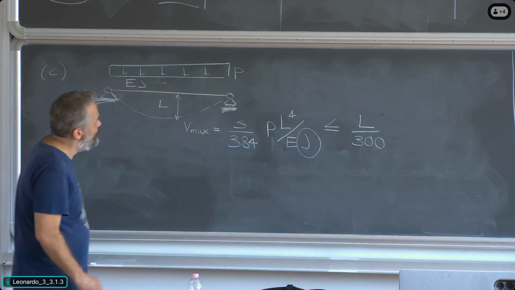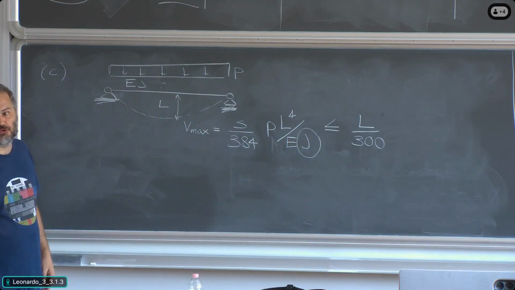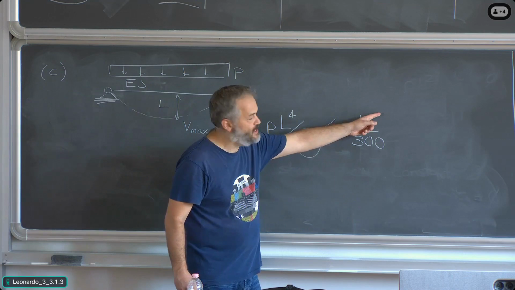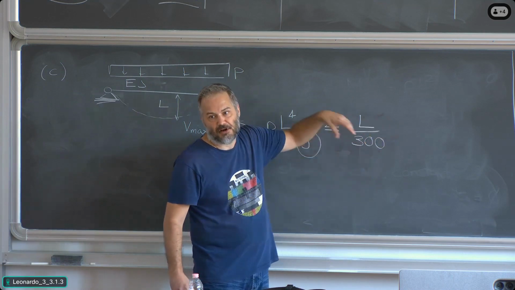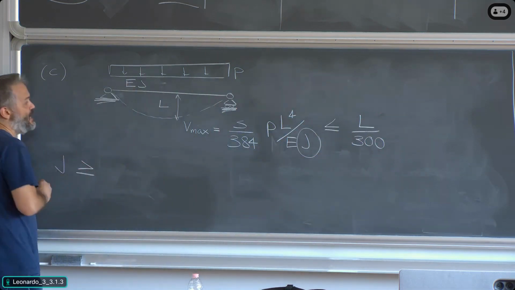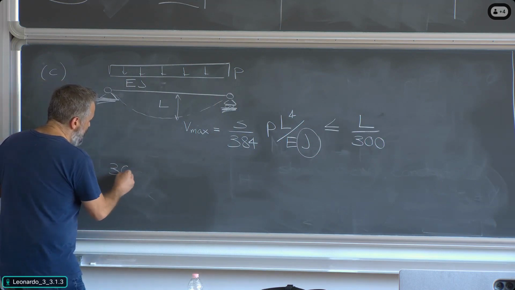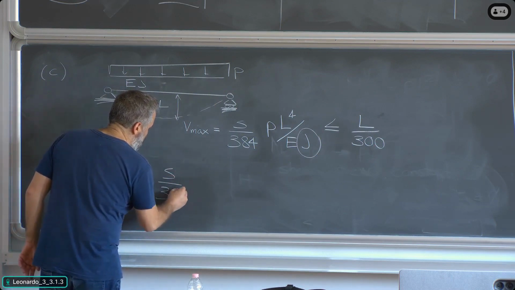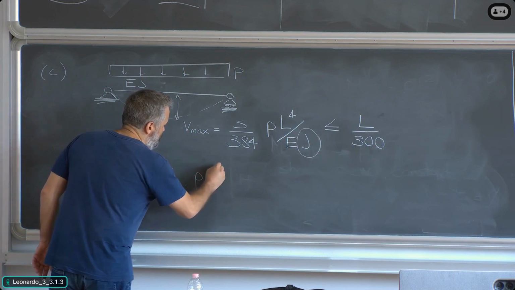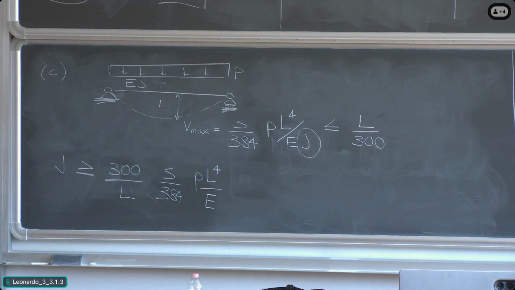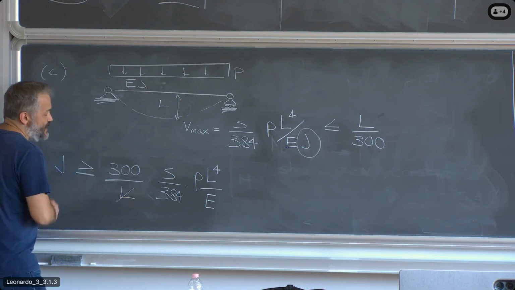Let's do it. We rearrange this equation in order to determine a condition for J. So basically, I take J and I bring it to the other side. I take everything that is on the second side and I bring it to the first side. So the design condition becomes J greater than 300 divided by L times 5 over 384 times PL to the power of 4 divided by E. The value of L can be cancelled out.